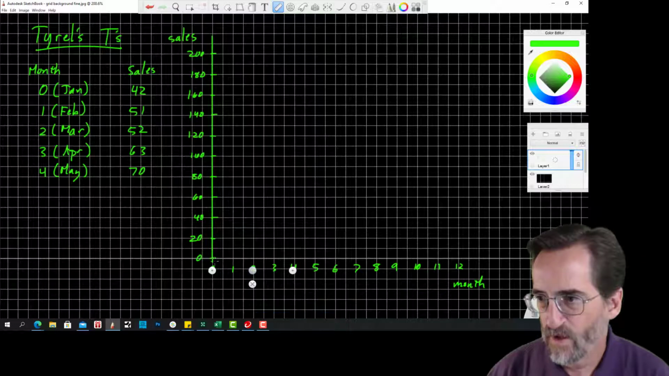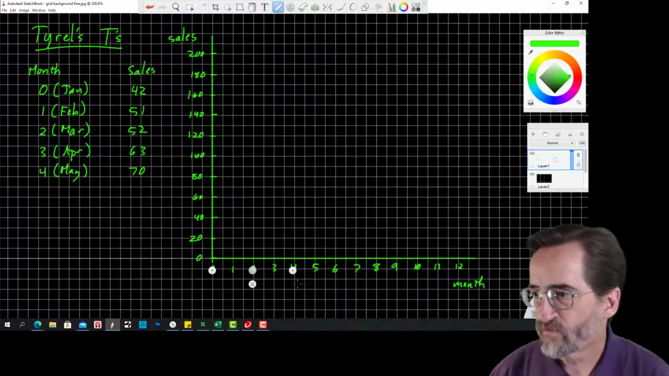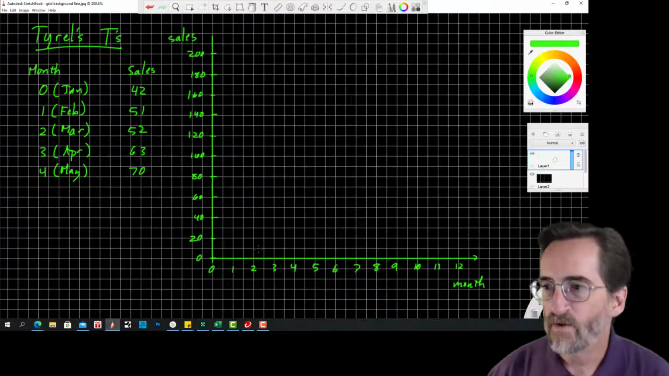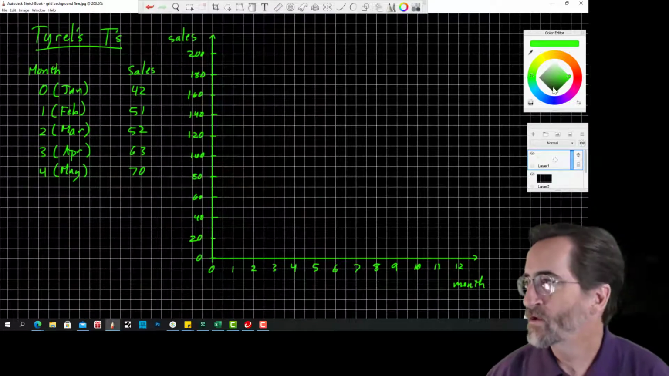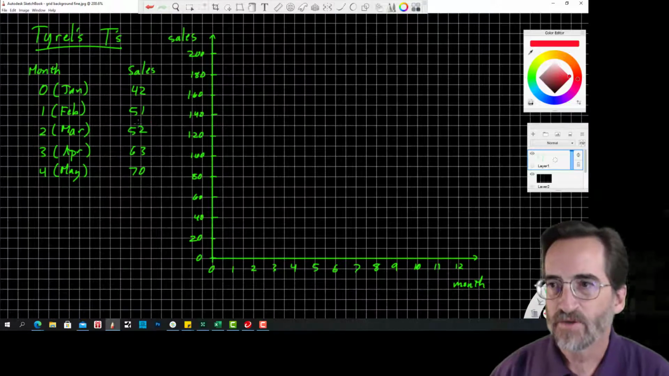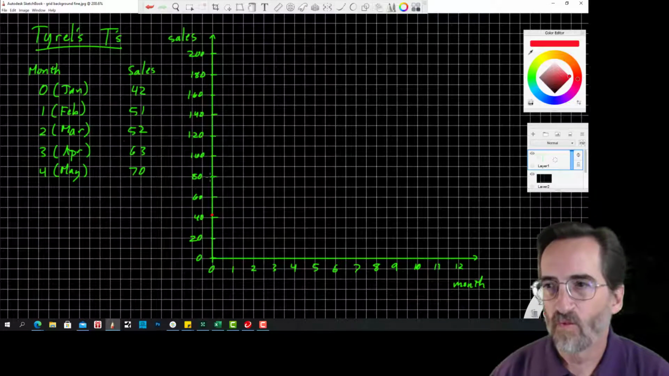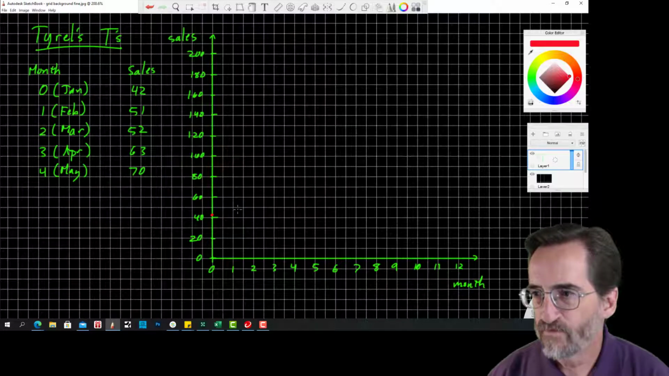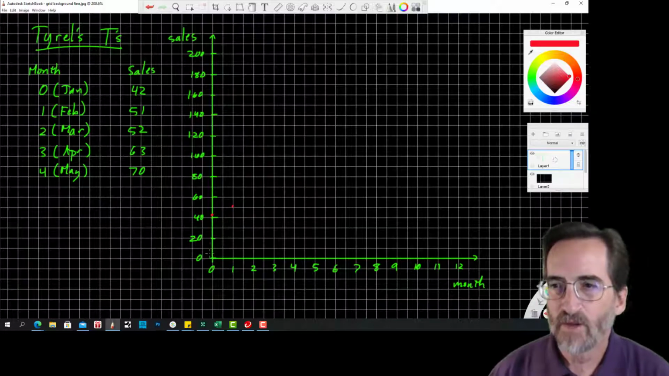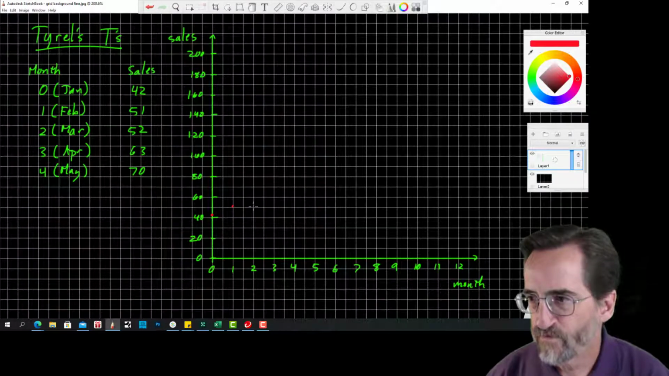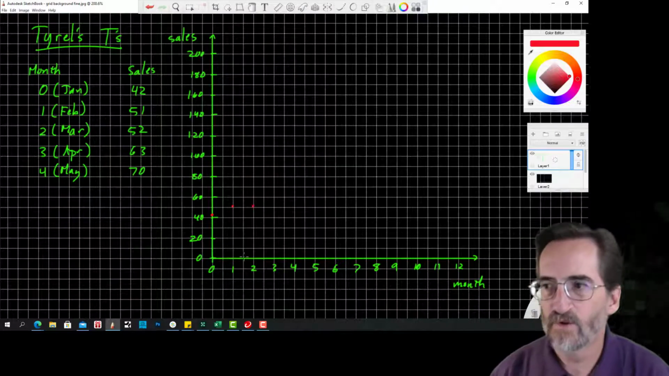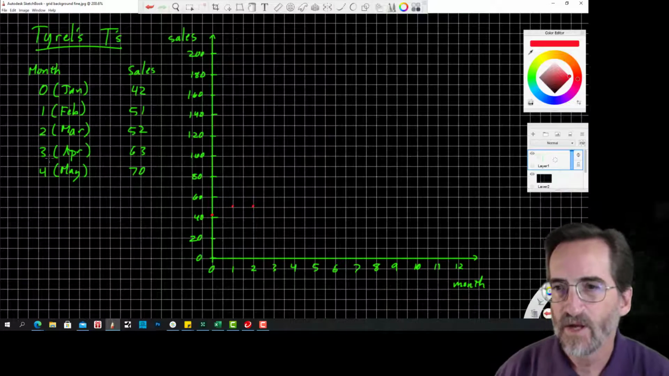Okay. So here we go. And now let's plot our data. Okay. So on month 0, we had 42 in sales. This is 50, so 42 is right about here. And month 1, February, we had 51, so a little bit over 50. Okay, month 2 in March, we had 52. Just a little bit over 50, but a little higher than the previous. Barely recognizable in this scale.